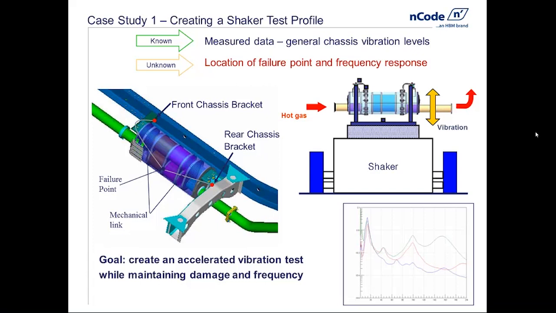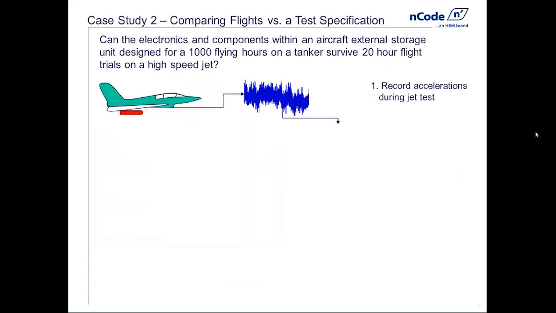And then if we pass this test, it's not just a random bogey test. We have something that's actually correlated back to miles. So this is a good thing. So I'm going to explore this in more detail in just a minute using the nCode software.